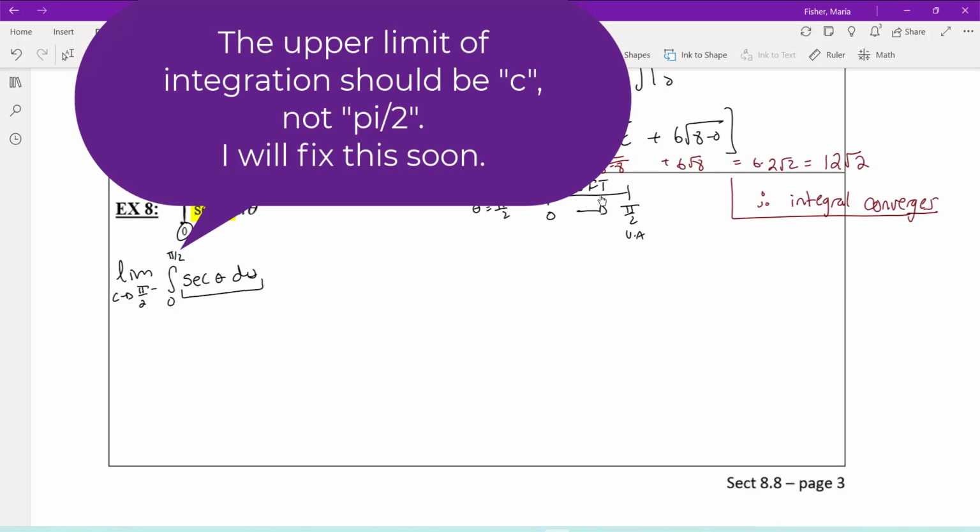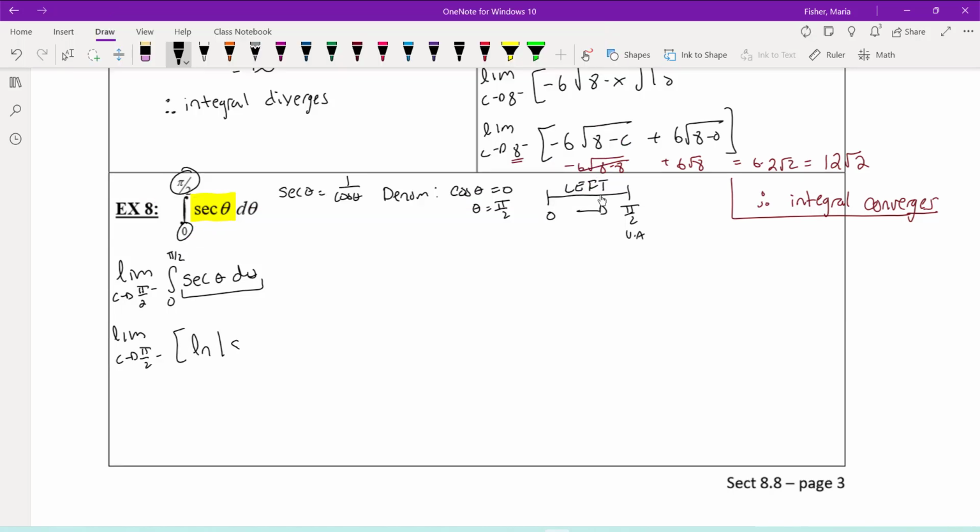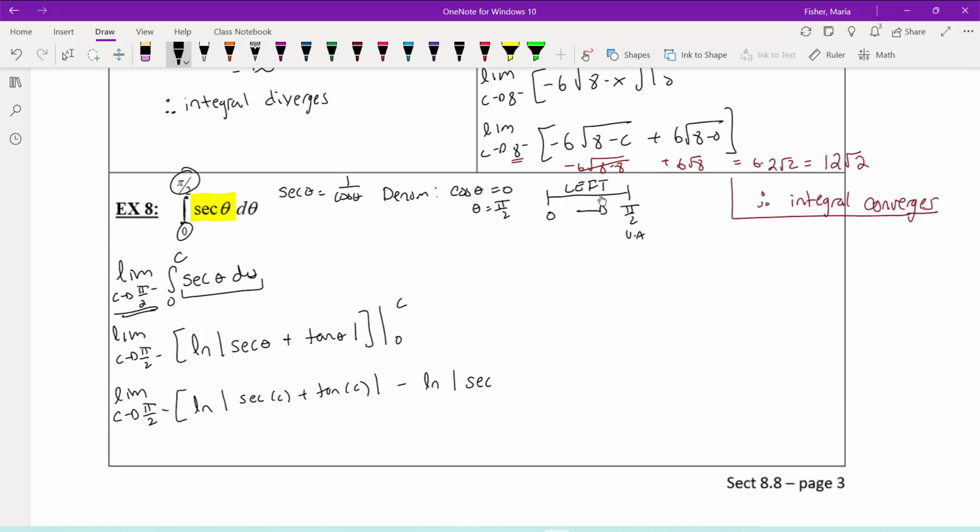Well, this is a basic form. If we integrate it, we end up with the natural log of the absolute value of the secant of theta plus the tangent of theta, evaluated from, and I'm sorry, this here should have been a c. So this here is from 0 to c. Now, plug in the limits of integration. The limit as c goes to pi over 2 from the left of the natural log of the absolute value of the secant of c plus the tangent of c, and then minus the natural log of the absolute value of the secant of 0 plus the tangent of 0.